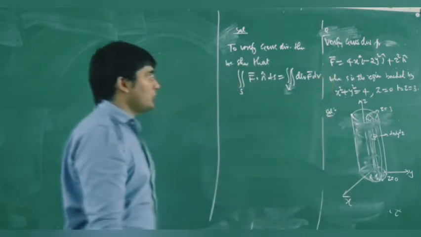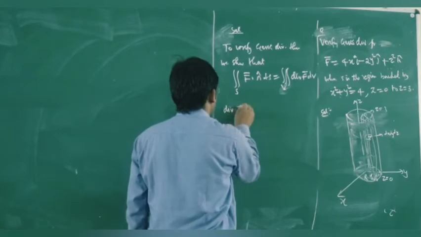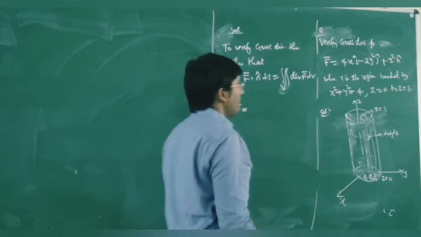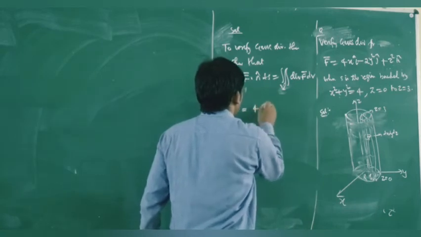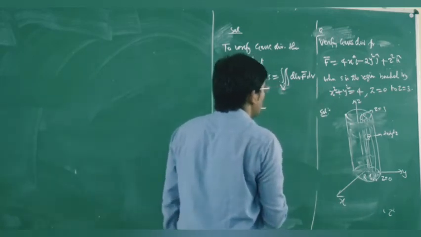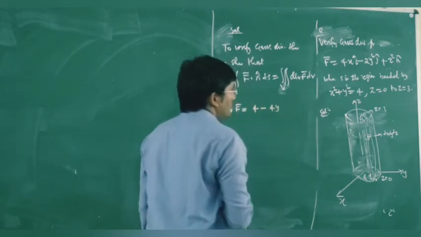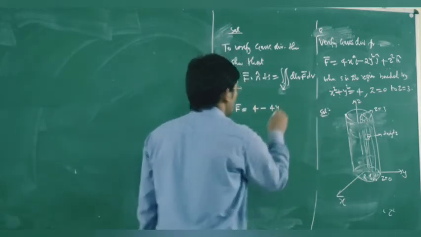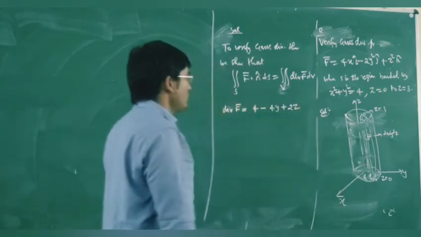Now let us evaluate the volume integral first. Our divergence of f means del by del x of the first component, which is 4, plus del by del y of the second component, which is minus 4y, then plus del by del z of the third component, which is 2z squared, giving 2z. So this is your divergence of f.